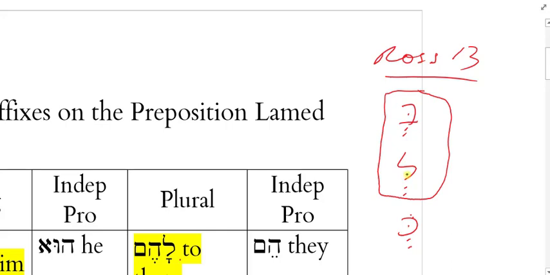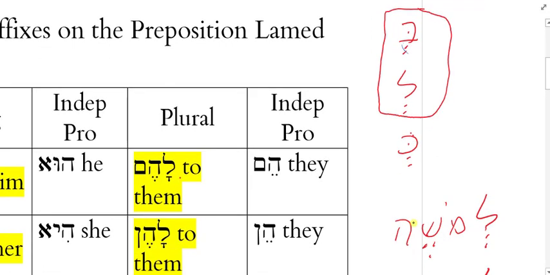In other words, if I want to say in him, I'm going to add my pronoun to the preposition bet, and it'll come right after it. If I want to say to him, I'm going to add a pronoun to the lamed preposition. There's some special things about the preposition kaf, and that's going to wait for several chapters. We'll get to how to add pronouns to that, so we won't do that in this chapter.